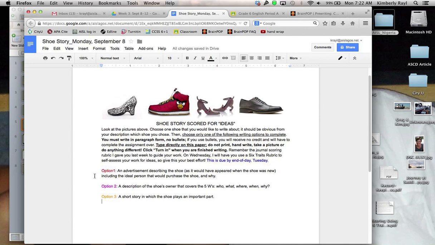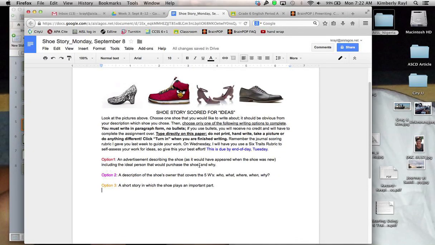So option 1 is an advertisement describing the shoe as it would have appeared when the shoe was new, including the ideal person that would purchase the shoe and why. Option 2, a description of the shoe's owner that covers the 5 W's. Remember, who, what, where, when, why. Option 3, a short story in which the shoe plays an important part. You choose one of these options. Don't do all 3. All right, and it says up here, you must write in paragraph form, no bullets. If you use bullets, you will receive no credit and will have to complete the assignment over.